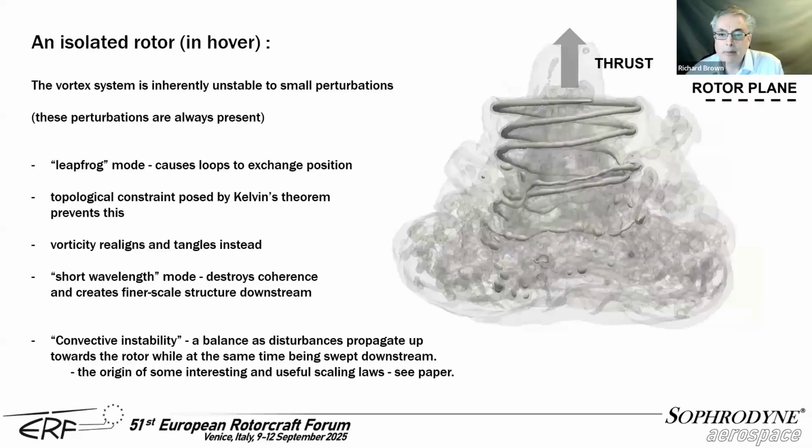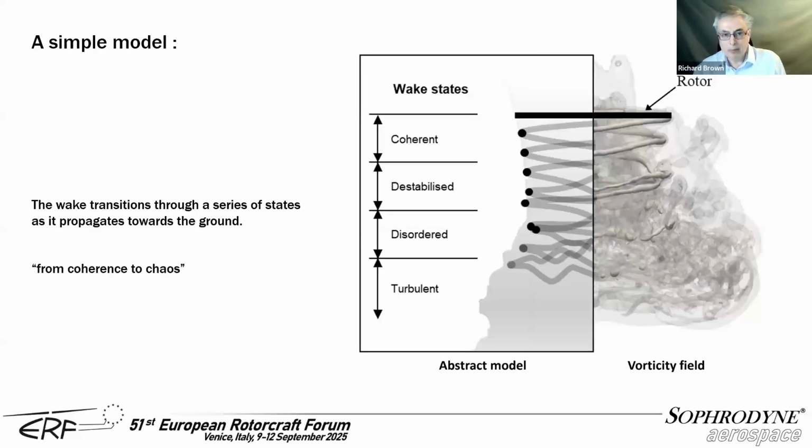Okay, so if you accept this instability model, then perhaps we can derive a very simple model for what the wake actually does. We can see the wake as it progresses downwards below the system, transitioning through a series of states as it propagates towards the ground. At the top over here, we have a coherent wake where the vortex loops are clearly distinguishable. But as we go further down into the wake, those vortex loops are destabilized, disordered, and eventually we end up with a turbulent structure way down in the wake below the system. So a descent from coherence to chaos, if you like, a way of remembering what's going on there.